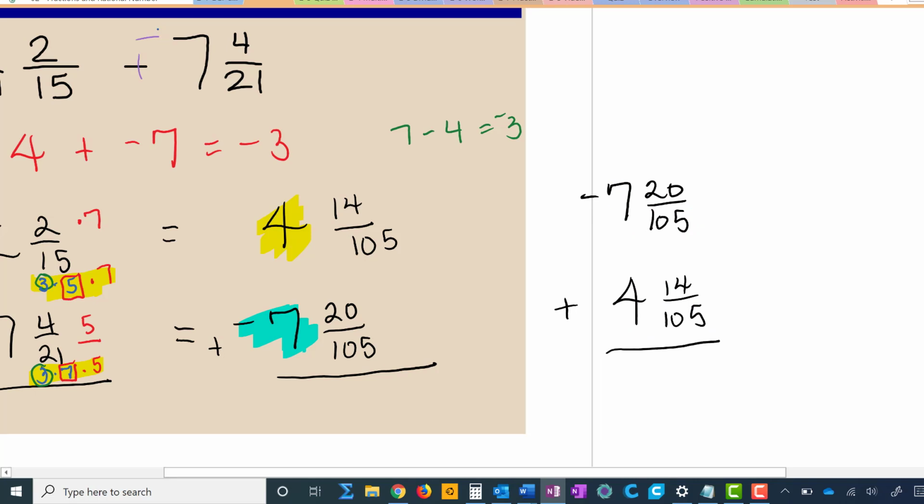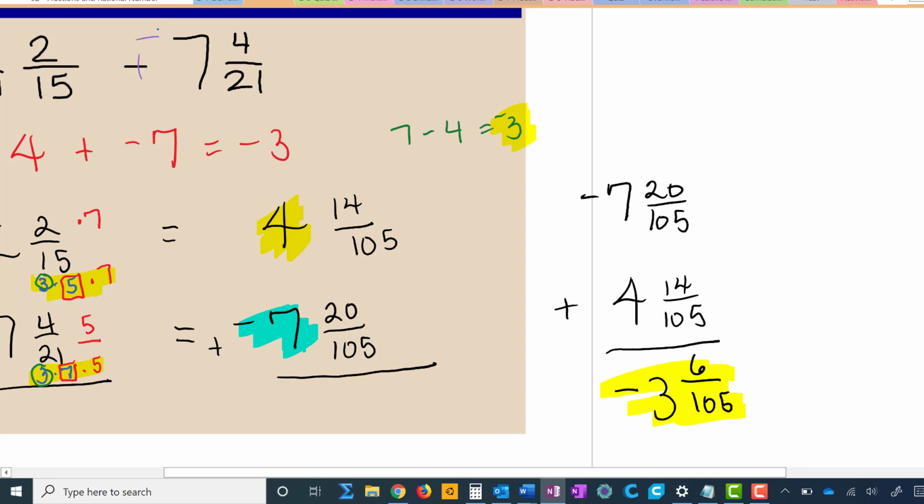All right, so now I'm going to subtract. 20 minus 14 is 6 over 105, and 7 minus 4 is 3. Do we have more positives or negatives? We have more negatives. So notice we had estimated the answer to be negative 3. And what do we get? Negative 3 and 6 over 105.